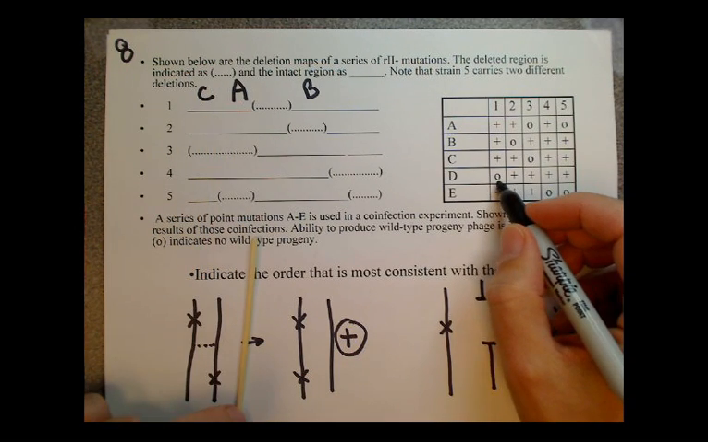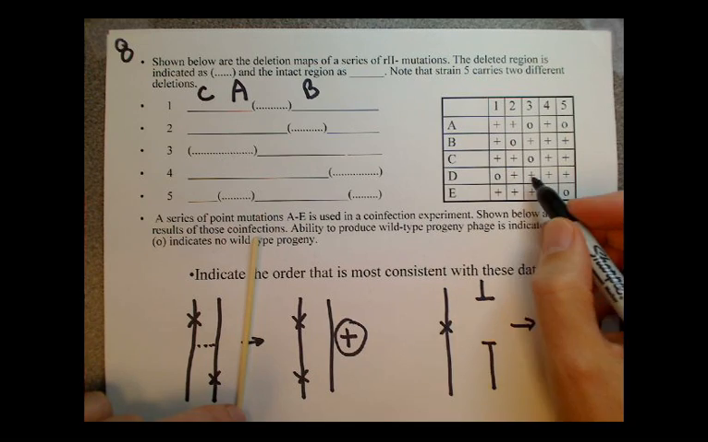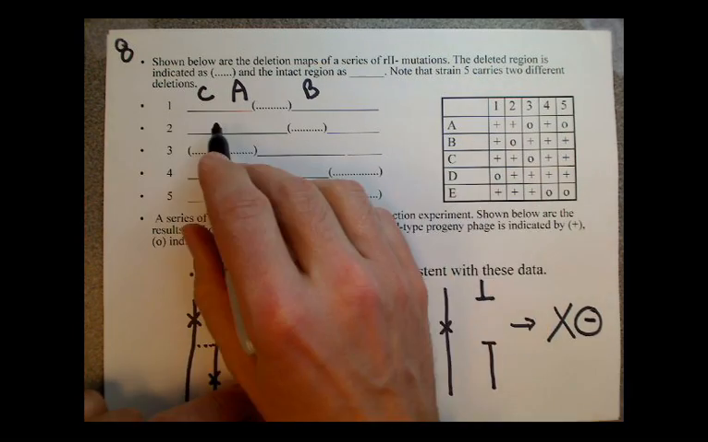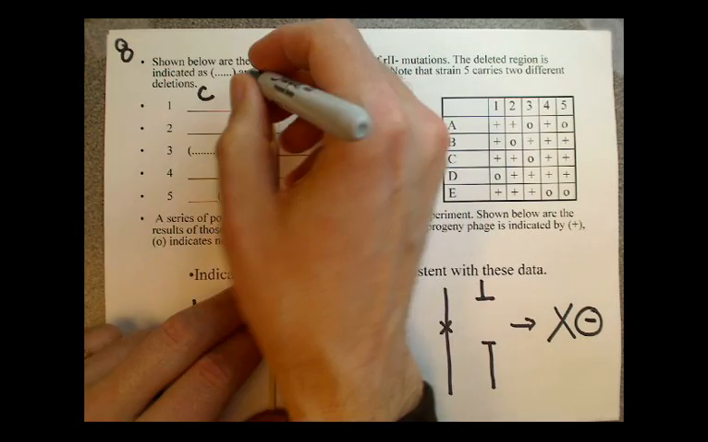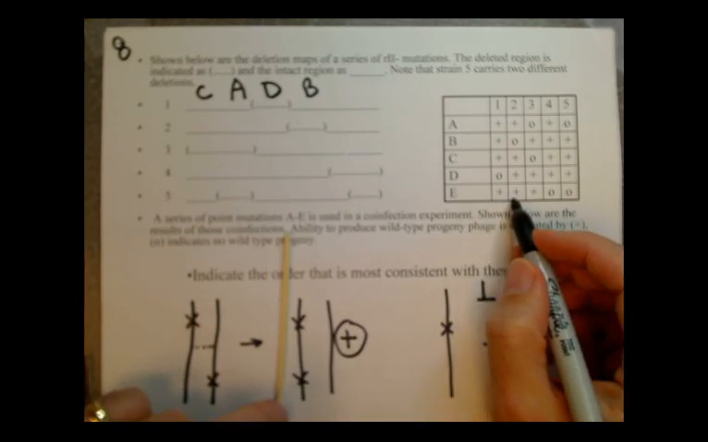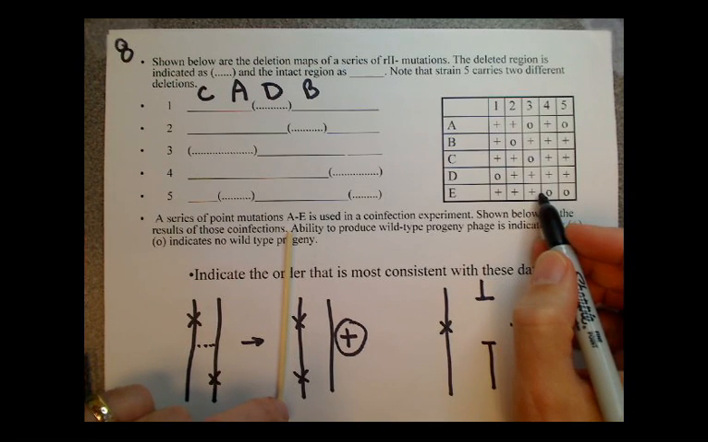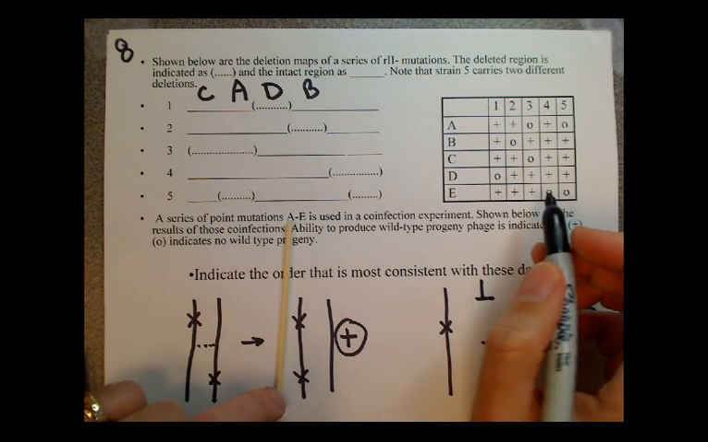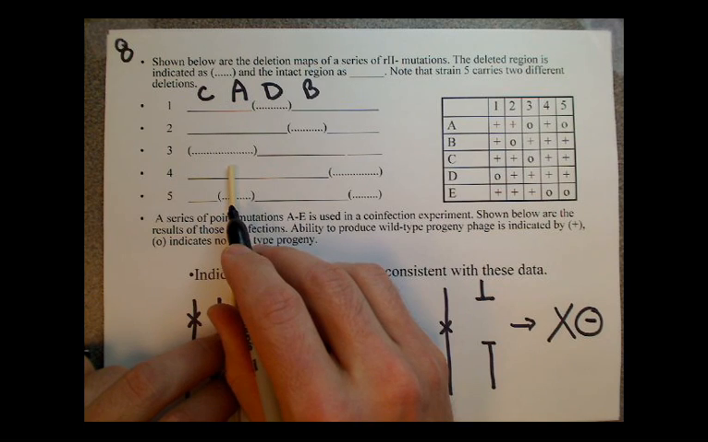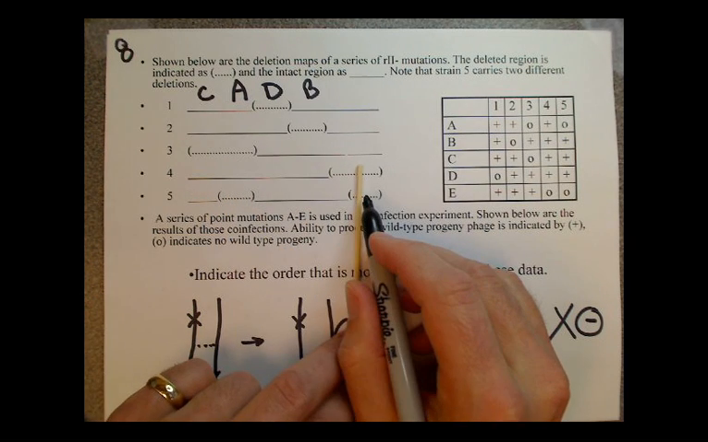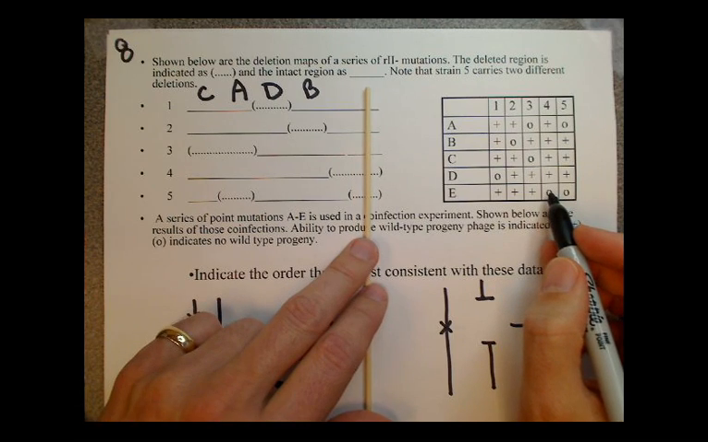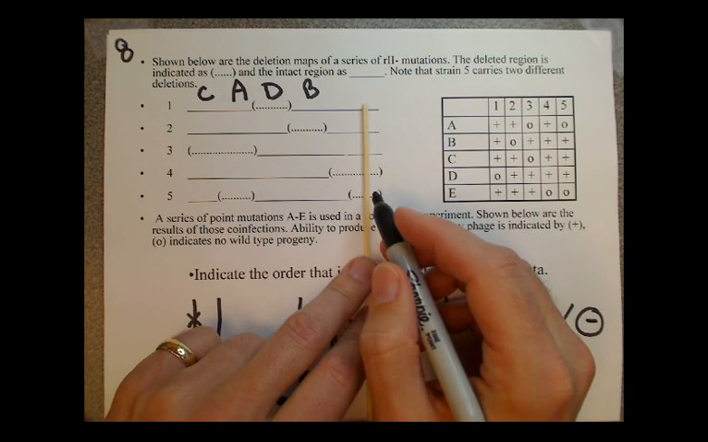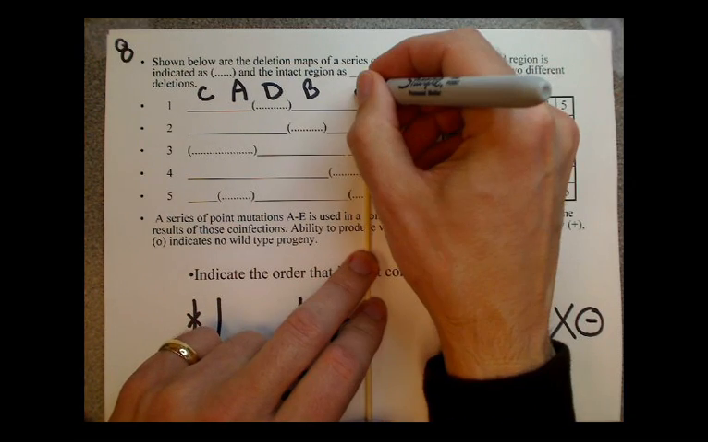D then does not show rescue with 1, but rescues with everything else. So we want a region where 1 is deleted and everything else is wild type, which would put it about here. And then finally with E, we see it rescues with everything except 4 and 5. So 5 has deletion in 2 places, one here and one here. But we know that 4 and 5 both fail to rescue, so it must be a place where both of these are deleted, which would put it over here.